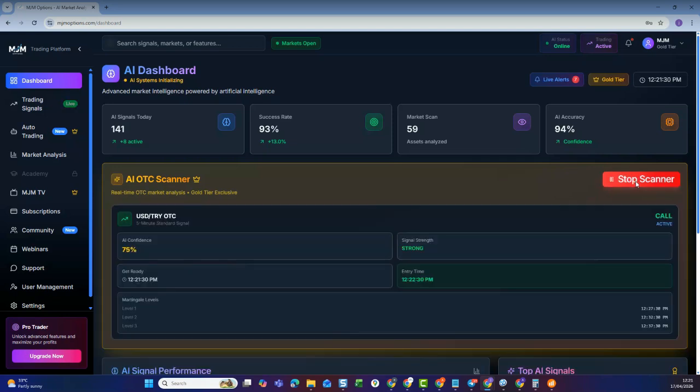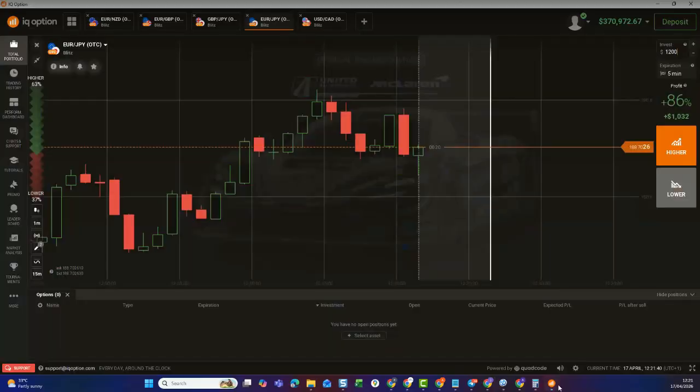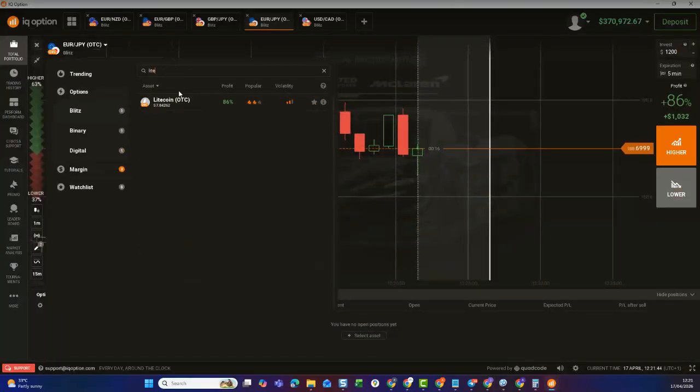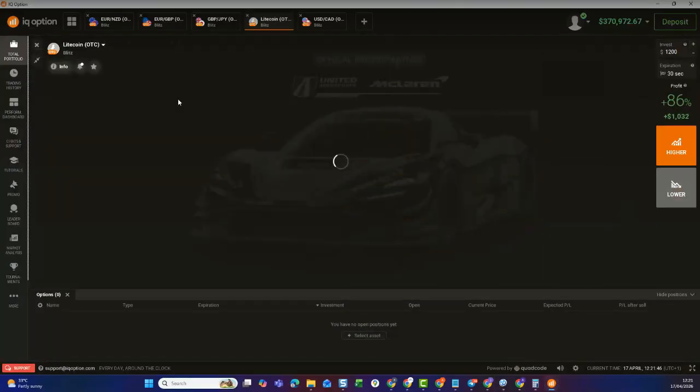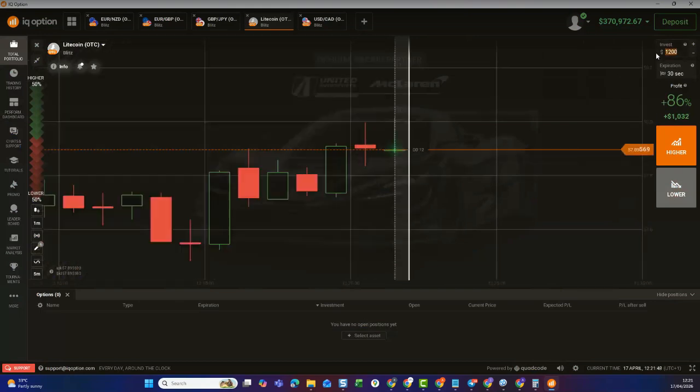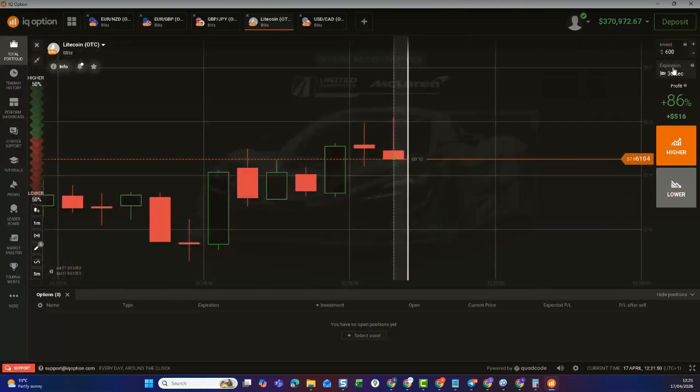Now this is 95. 95 and strong. So that means we're taking this, and what is the pair? The pair is Litecoin. So we are going to search for Litecoin. Make sure you're typing Litecoin, Lite. And I'm risking 600. So let's go back and check.